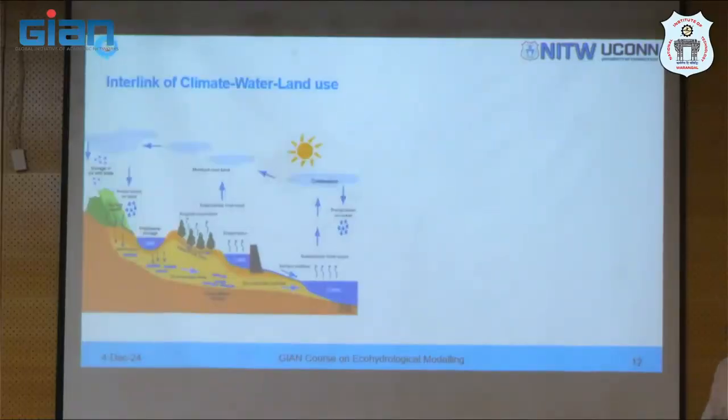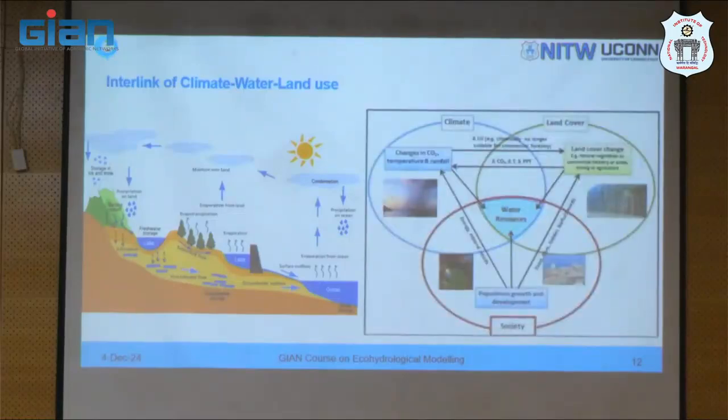Now coming to the interlink of climate, water and land use, they are interlinked. So again, a quite dense figure which we have is basically you have the land cover which interacts with climate, climate interacts with land cover and society, population. It has demands from both climate and land cover, and it gets affected by both. And obviously, the water resources is at the center of that, right? And this hydrological cycle interlinked with society, it will have an interaction between climate and land cover.